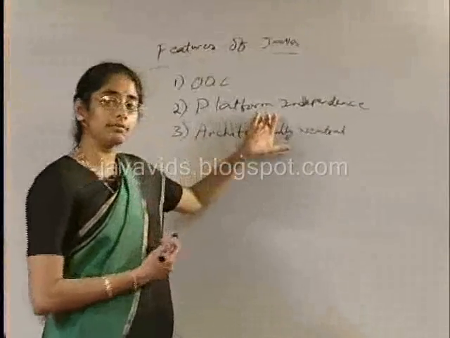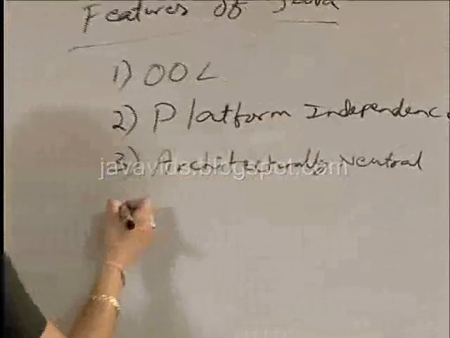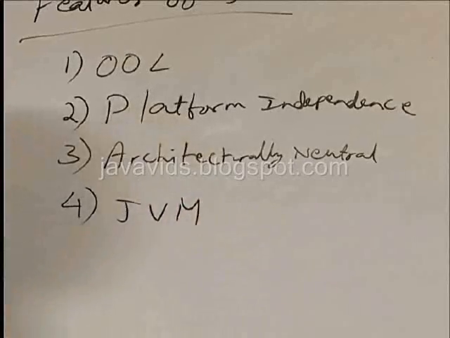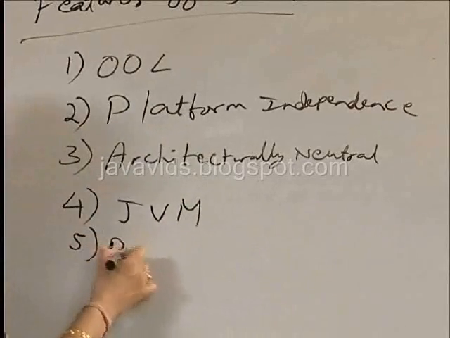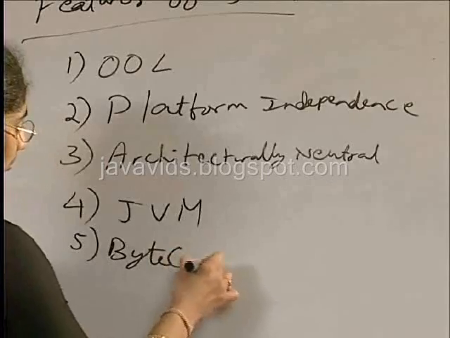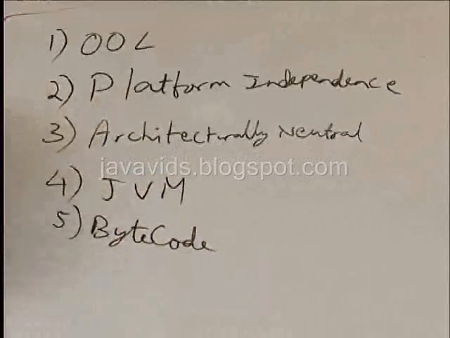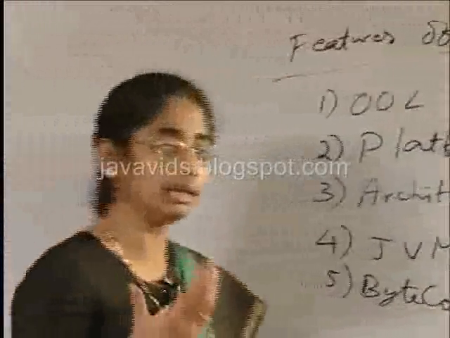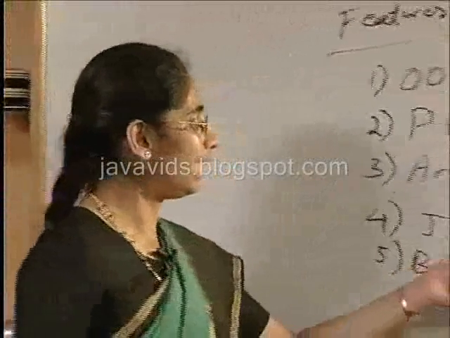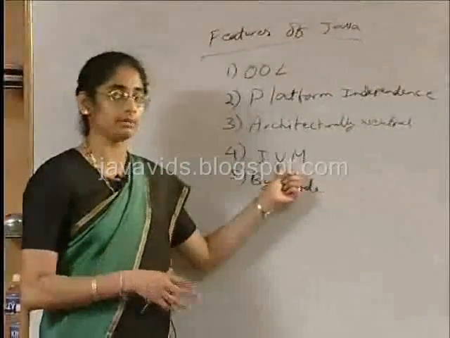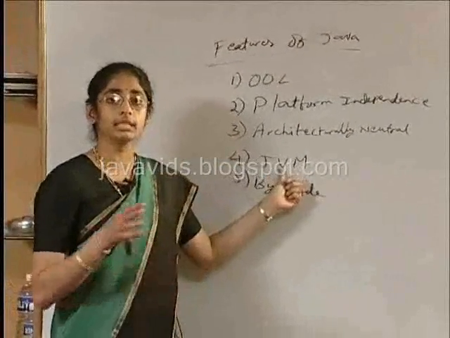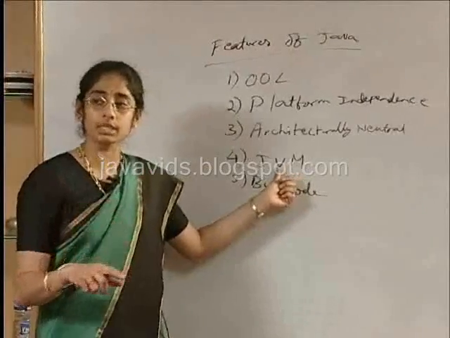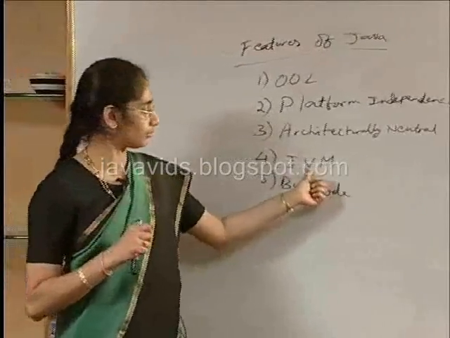So what gives Java its platform independence? It is the JVM, that is the Java Virtual Machine, and the bytecode. When you write a Java program, you compile it. When you run that compiled code, it is presented to the JVM and loaded into it. The JVM converts the compiled code into machine code and executes it.